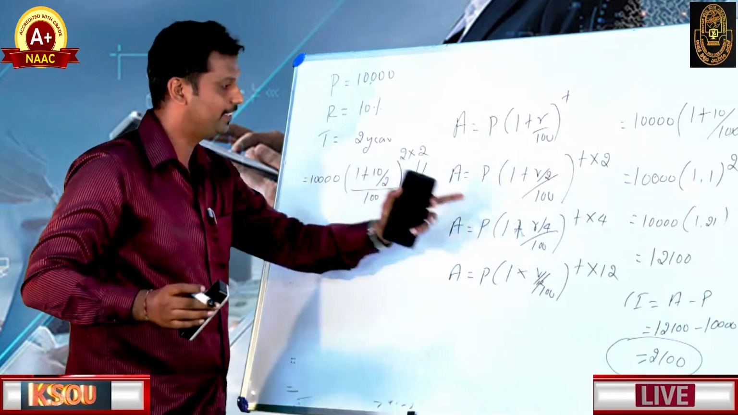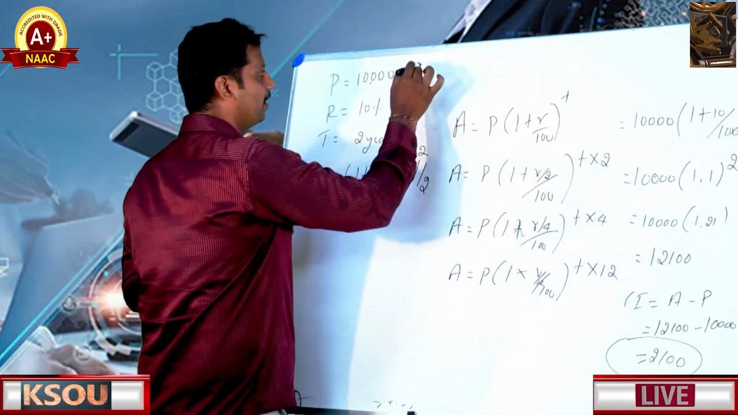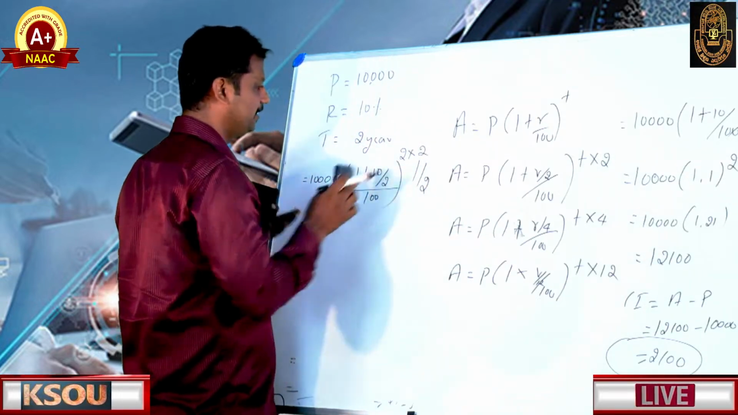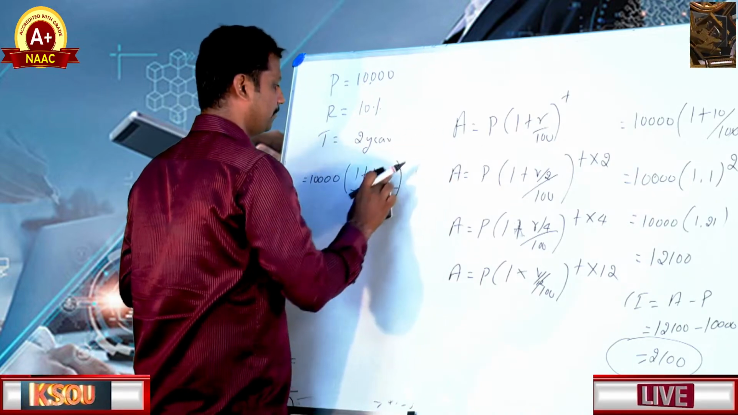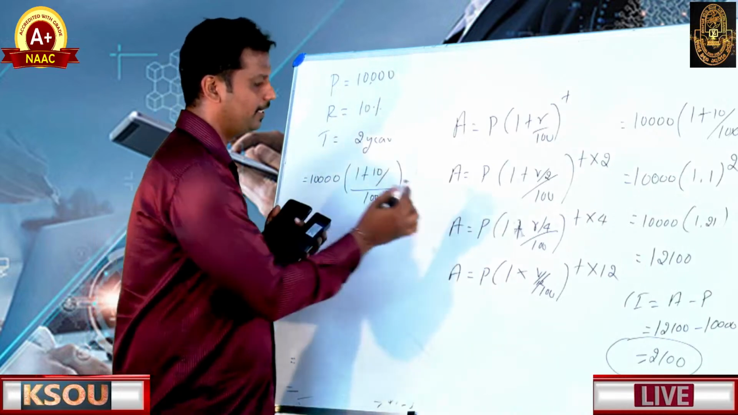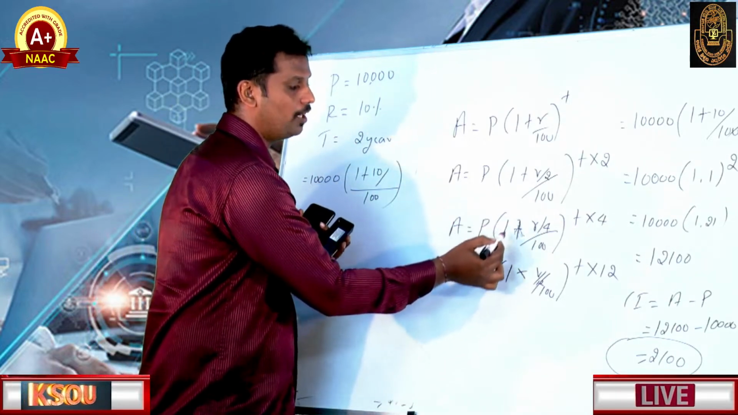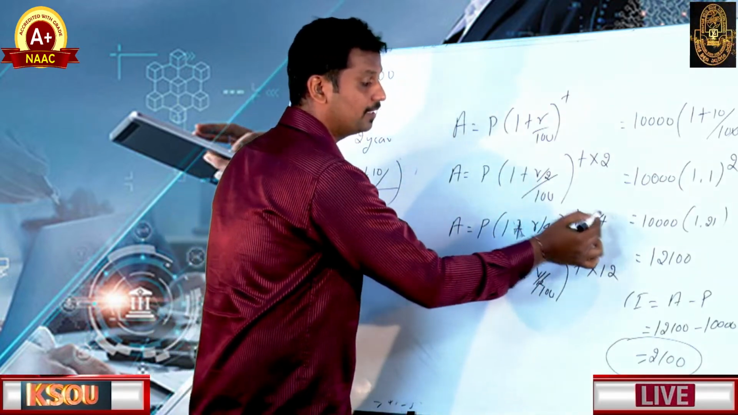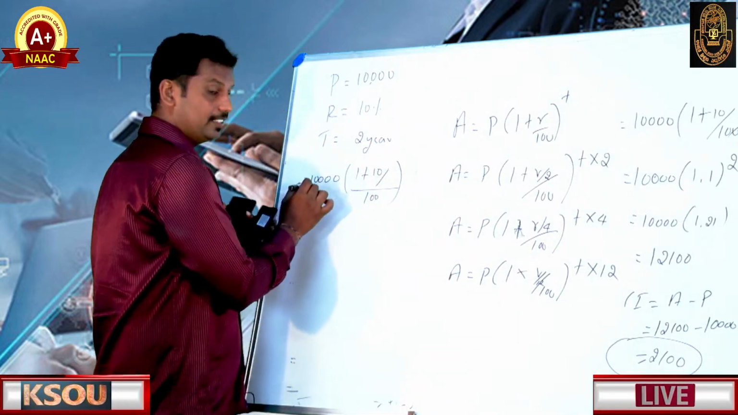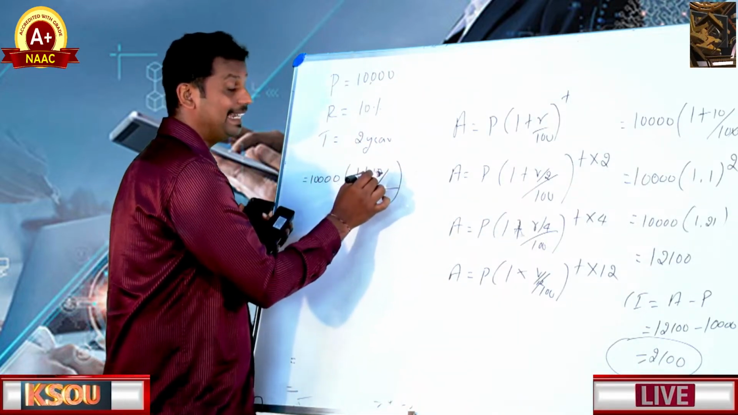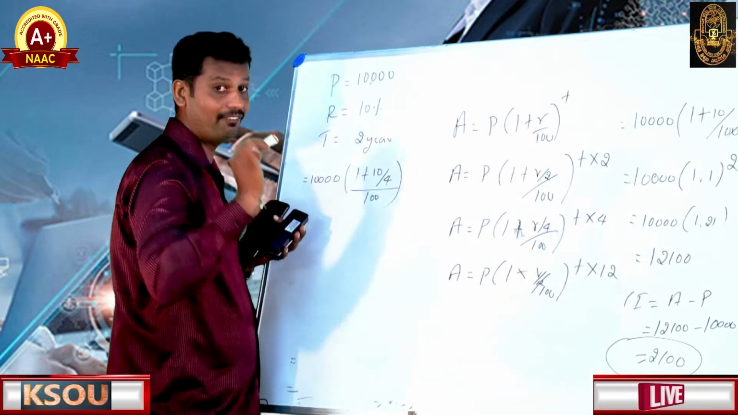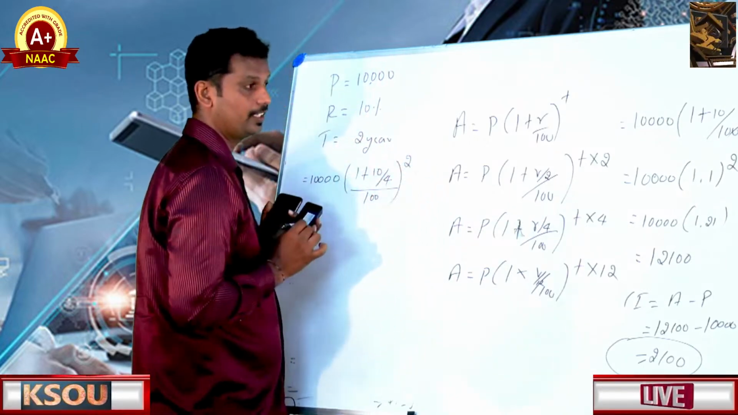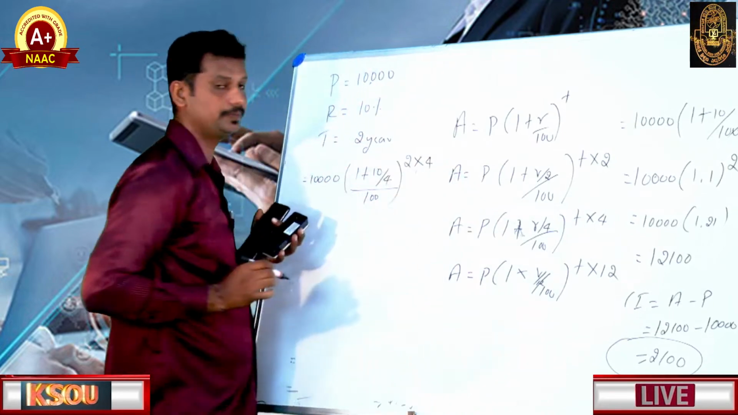Now we go to the case where the compounding is quarterly, that is 3 months, once in 3 months. What is the formula? The formula is A equals P into 1 plus R divided by 4 divided by 100, to the power of T into 4. Here 10,000 into 1 plus 10 divided by 4 divided by 100. What is the T value? T value is 2 years into 4.